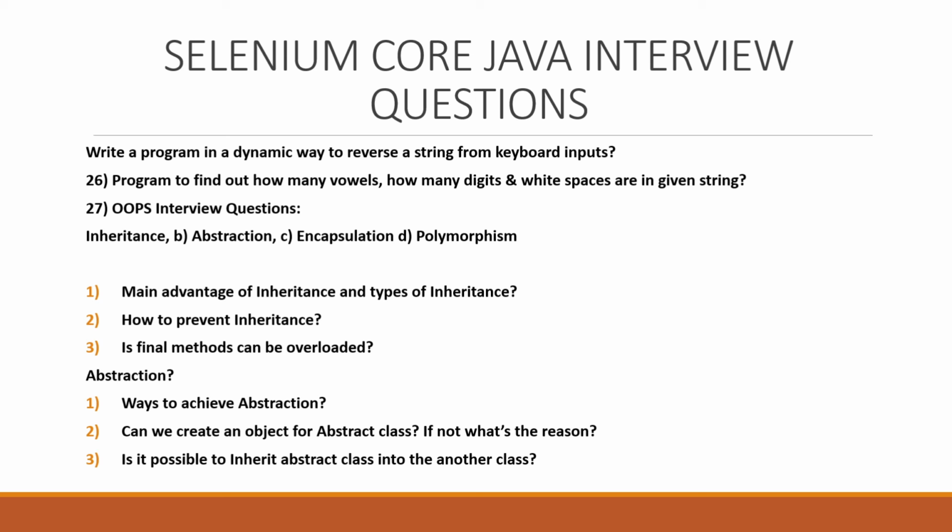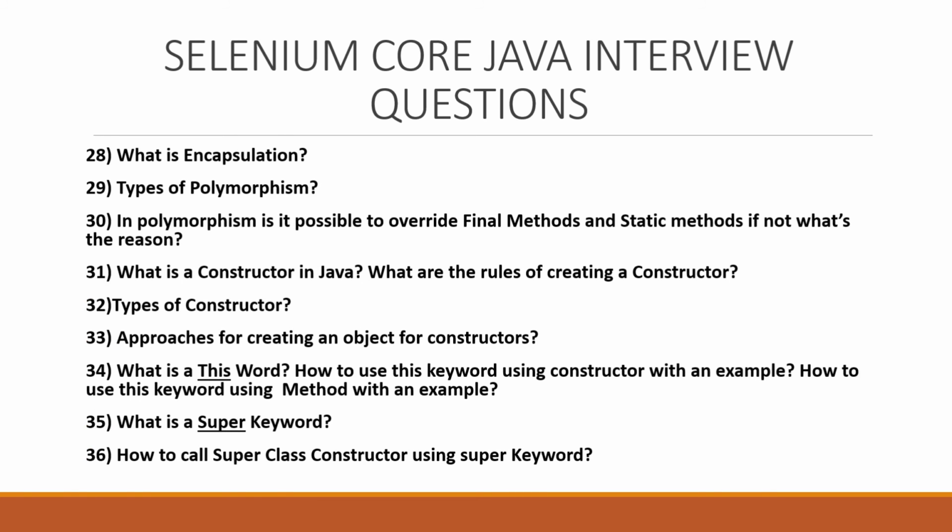Is it possible to inherit an abstract class into another class? The answer is yes, we can inherit an abstract class into other classes. The next question is about encapsulation. What is encapsulation? The process of wrapping the data (variables) and the code acting on the data (methods) together as a single unit is called encapsulation.